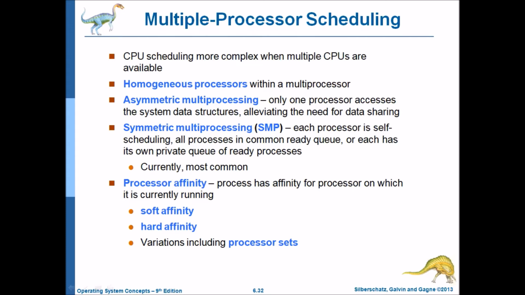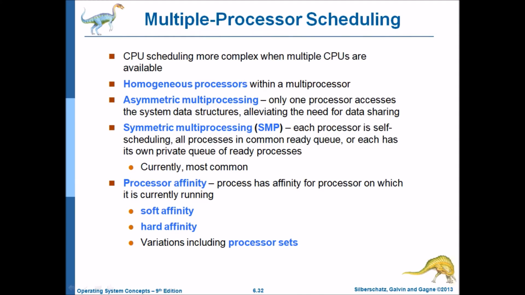The first approach uses asymmetric multiprocessing, where only one processor accesses the system data structure, alleviating the need for data sharing. So here, one processor is the master server, which handles all scheduling decisions, I/O processing, and other system activities. And the rest of the processors only execute the user code.